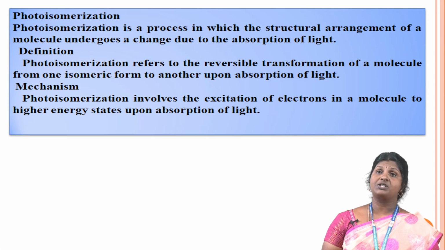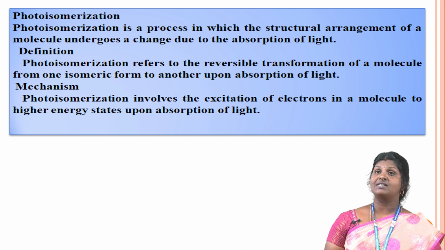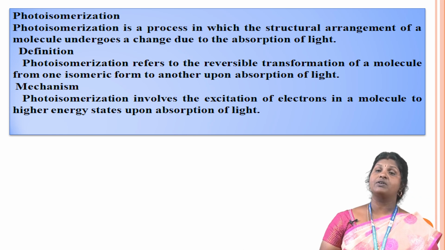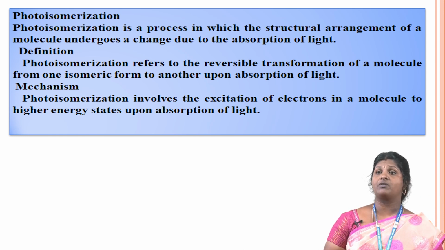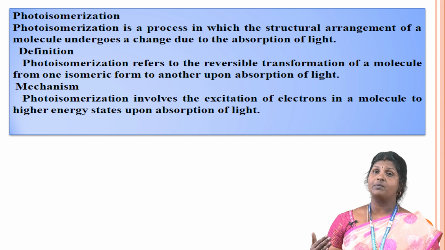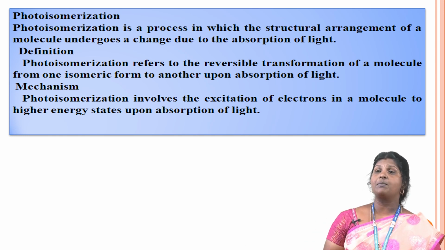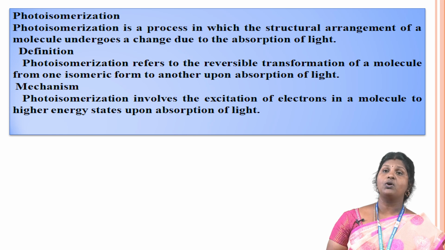Then photoisomerization, the process in which the structural arrangement of a molecule undergoes a change due to the absorption of light. The definition: isomerization refers to the reversible transformation of a molecule from one isomeric form to another upon the absorption of light. This phenomenon is known as photoisomerization.